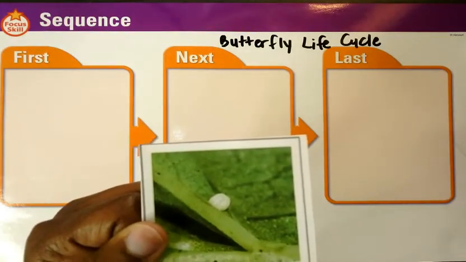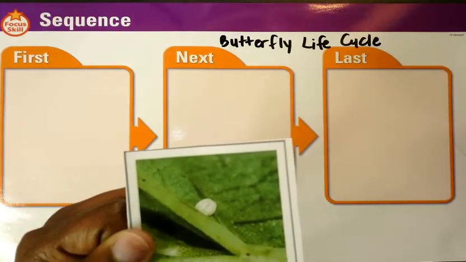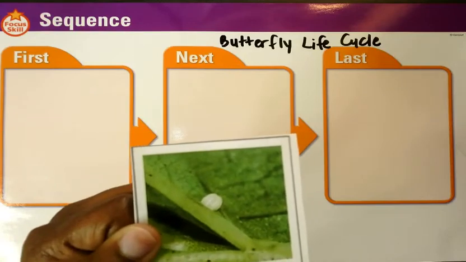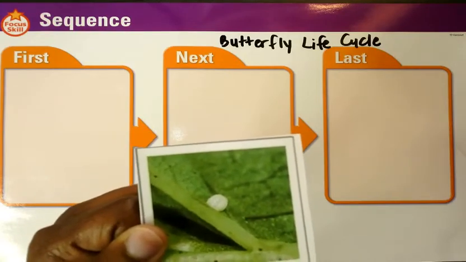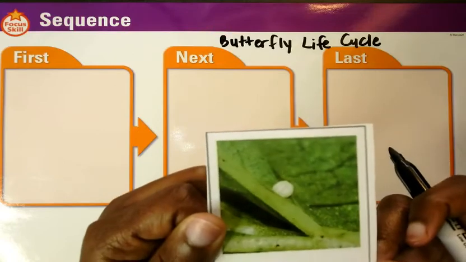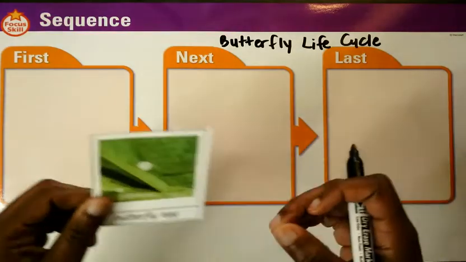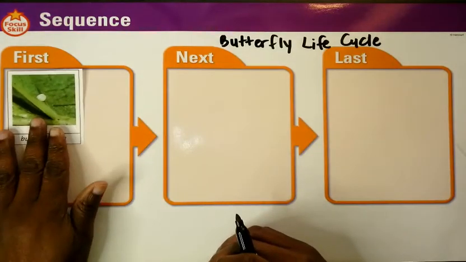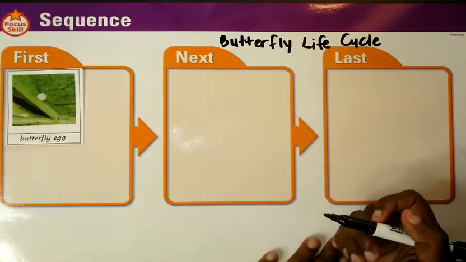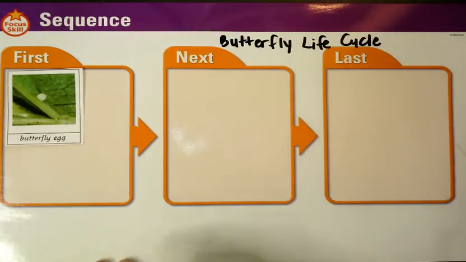A butterfly lays her eggs on a plant, so that the caterpillars will have something to eat when they hatch. So that's the butterfly's egg, and that's the first thing that happens in the steps of the butterfly's life cycle. So the egg is laid.